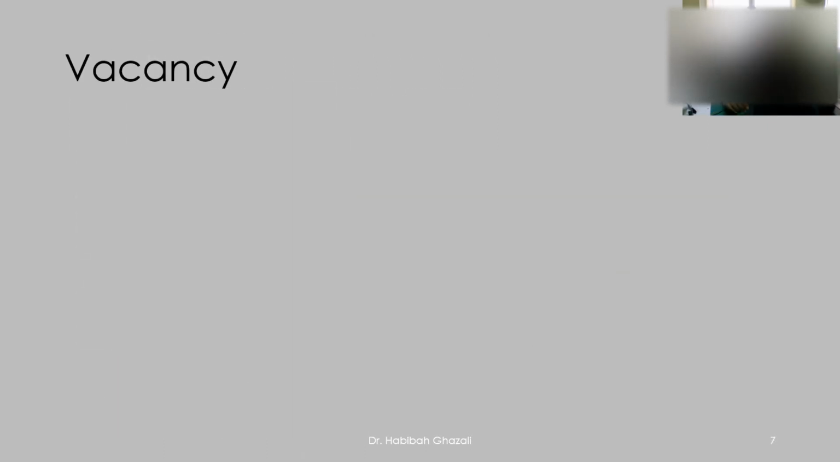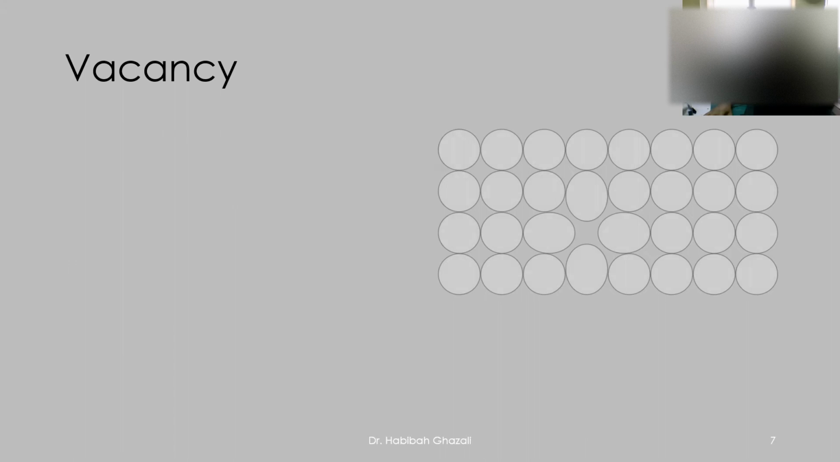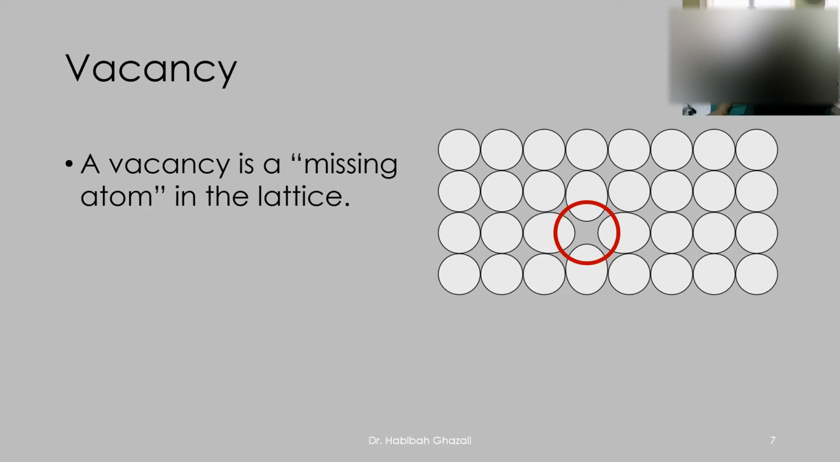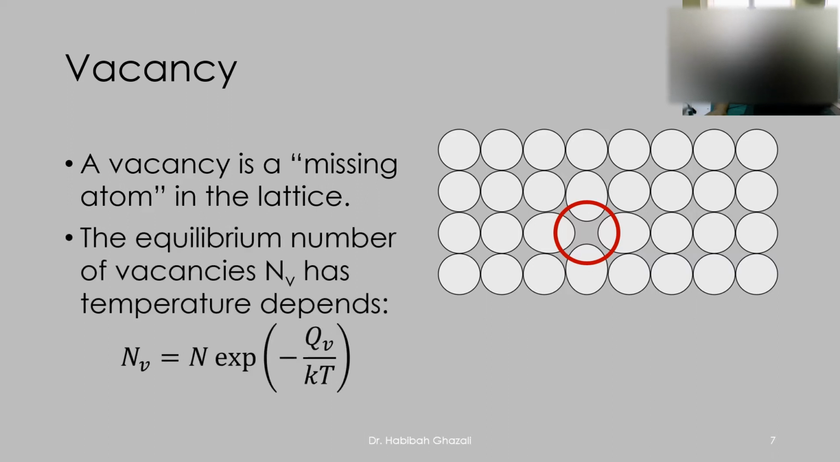So let's talk about vacancy first. If this is our lattice and we have one atom missing, this is what we call a vacancy. They are common, especially at high temperature, when atoms frequently and randomly change their position, leaving behind empty lattice sites. So vacancy occurs naturally in all crystalline structures. There is no such thing as a perfect crystal. The number of vacancies at equilibrium at any temperature in a crystal can be determined using this equation here.